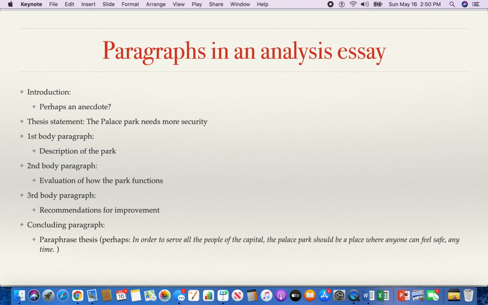So let's consider the paragraphs in an analysis essay. It's a normal 5-paragraph essay. There's an introduction. I think in this case I would probably do an anecdote introduction. And since I'm going to use my thesis statement of the Palace Park needs more security, I think I'll talk about something that is actually true, which is one time when I was a teenager, I had stayed out all night. I had not called my parents. I was really bad. And I had to walk through the park.